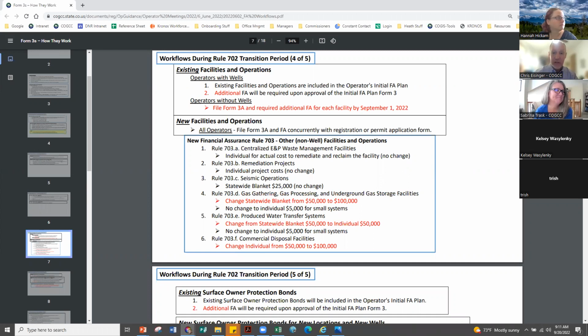That would be for everything, so being a statewide blanket. I think 703E for the produced water transfer systems may have also had a change too, but I can't remember. In any case, this is the correct interpretation, that it's a statewide blanket from 50,000 to an individual 50,000. So that's all I have.